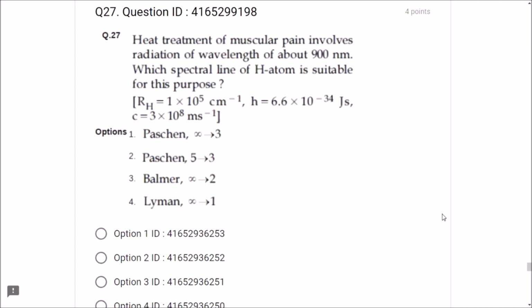Question number 27. Heat treatment of muscular pain involves radiation of wavelength of about 900 nanometers. Which spectral line of the hydrogen atom is suitable for this purpose? RH is given as 1 into 10 to the power 5 centimeters, h is 6.6 into 10 to the power minus 34 joule second, and c is 3 into 10 to the power 8 meters per second. By simple calculation, we get the Paschen series, that is 3. Option number 1 is the correct option, students.